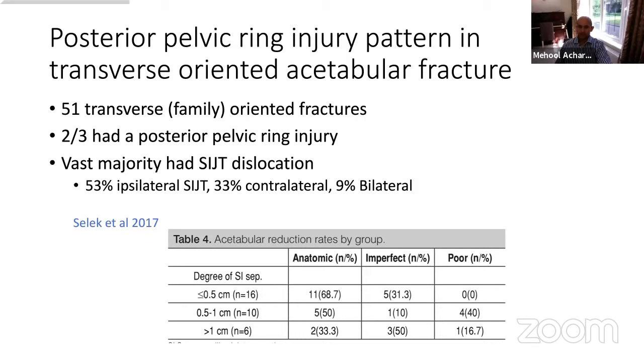What they did is they looked at their groups of patients. They looked at the amount of displacement of the posterior pelvic ring, okay? And then they looked at their anatomical reduction of the acetabulum. And what they found is that if there is a greater displacement of the posterior pelvic ring, this decreased their chances of getting an anatomical reduction. So turning that on its head, you need to have an anatomical reduction of the posterior pelvis if you want to try and achieve an anatomical reduction of the acetabulum in most cases.